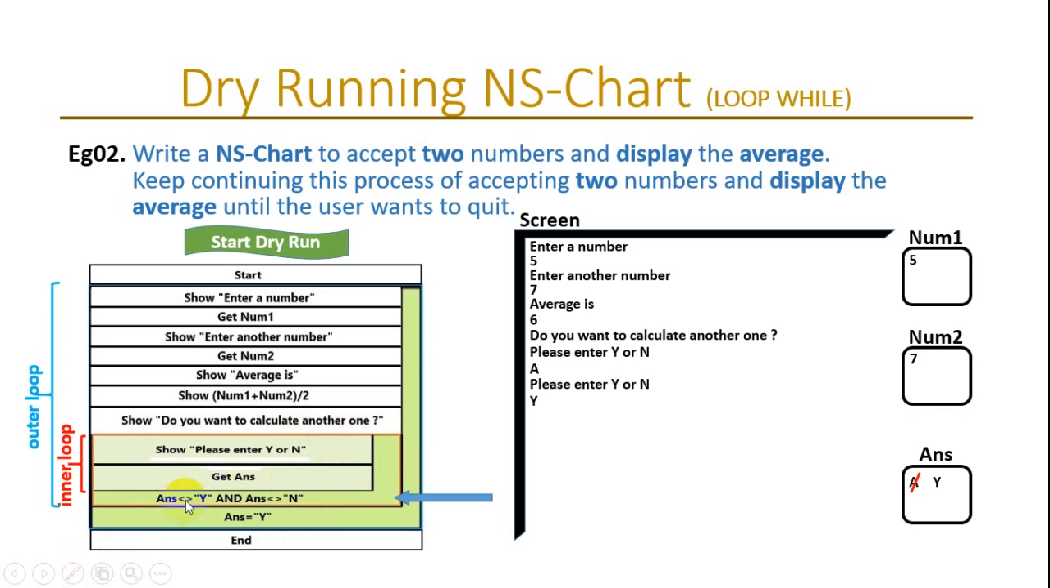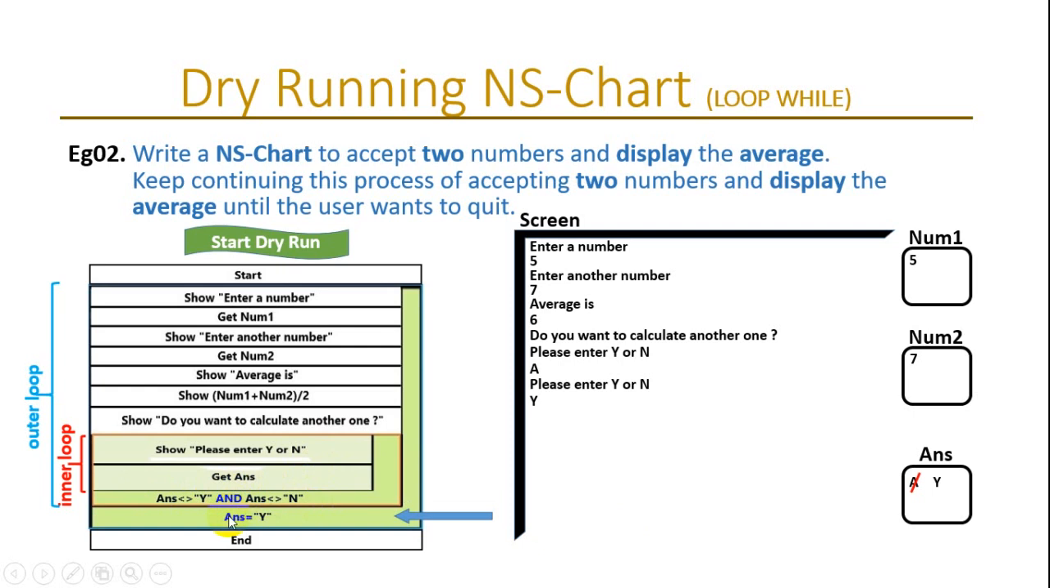So ans not equal to Y, that is false. Ans equals Y, so this becomes false. Ans not equal to n, that is true. So this is false and true. False and true is false. So this loop condition has become false. If it becomes false, what happens? It comes out. That's exactly what I want to do. As long as they put either this or this, I want it to come down. Otherwise I only want to keep repeating if they type some other letter other than Y or N. So in this case, this condition is now false.